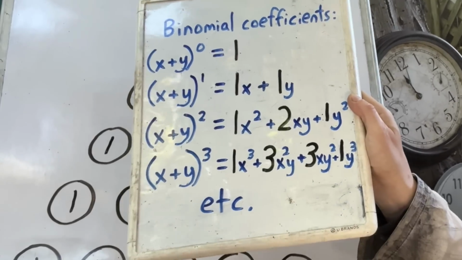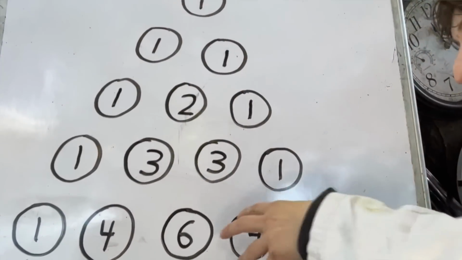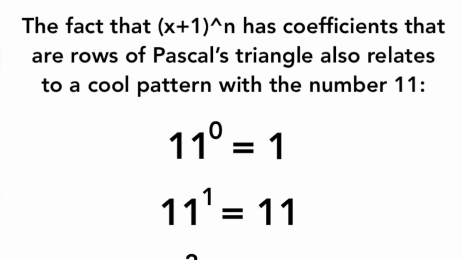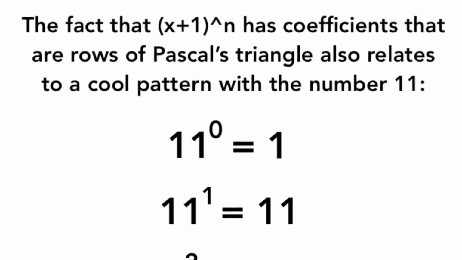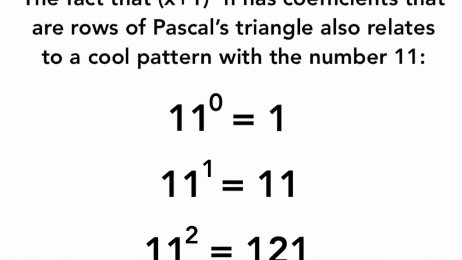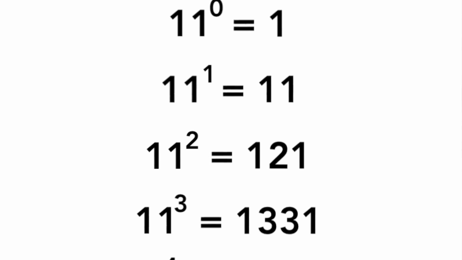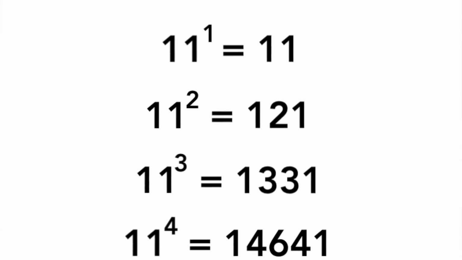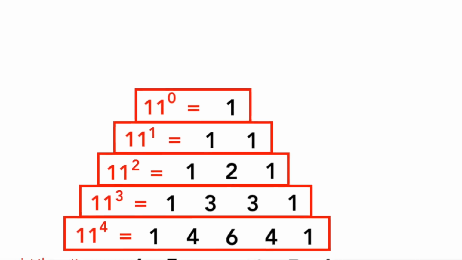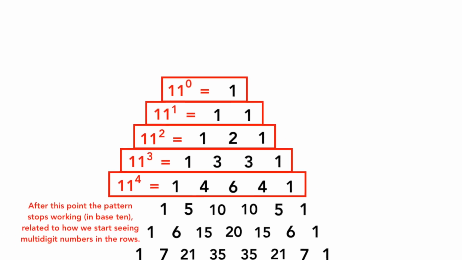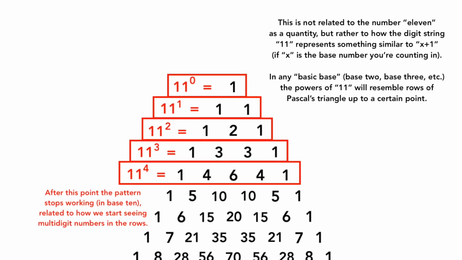because that's another way of creating or viewing this triangle. The fact that these binomial expansions create the rows of Pascal's triangle relates to the fact that if you take the powers of 11 up to a certain point, you'll notice that 11 squared has the digits 1, 2, 1, 11 cubed is 1, 3, 3, 1, 11 to the 4th power is 1, 4, 6, 4, 1, and then after that point the digits overlap in a way that makes it stop working. And in any base, the digit string 1, 1 raised to different powers will look like rows of Pascal's triangle up to a certain point.